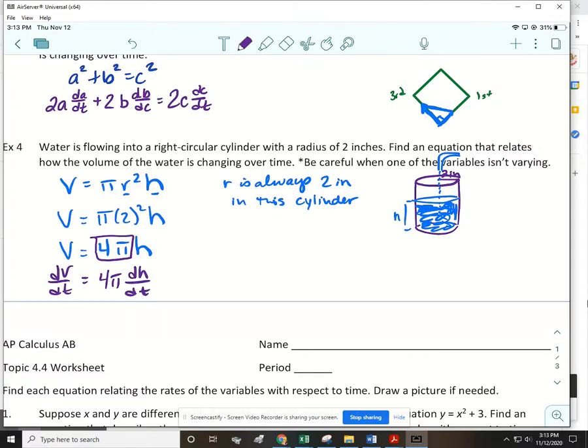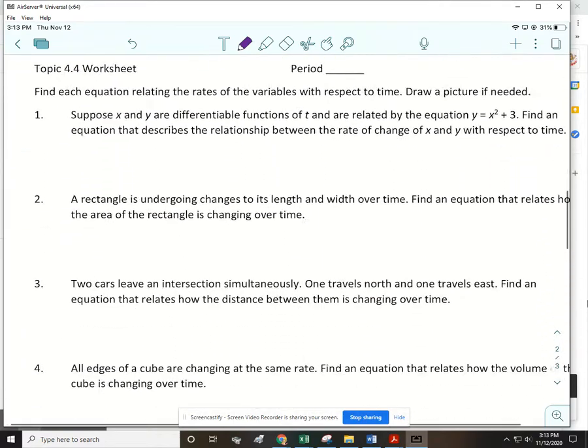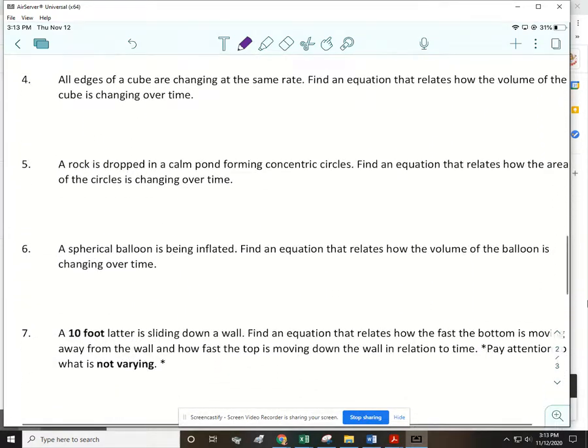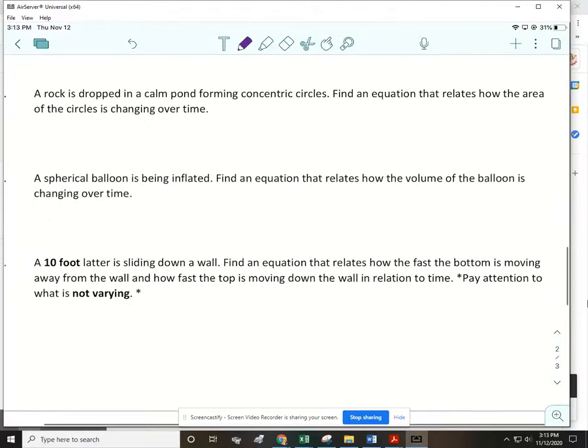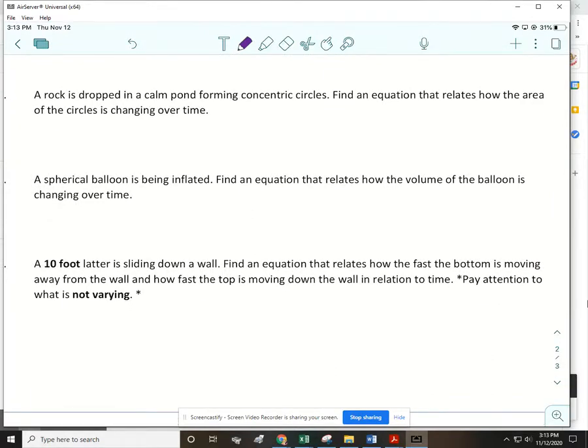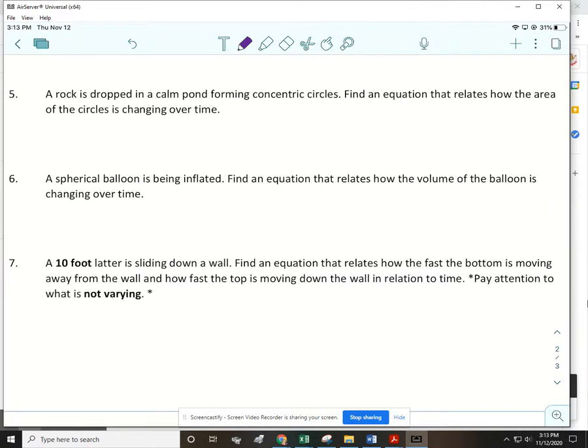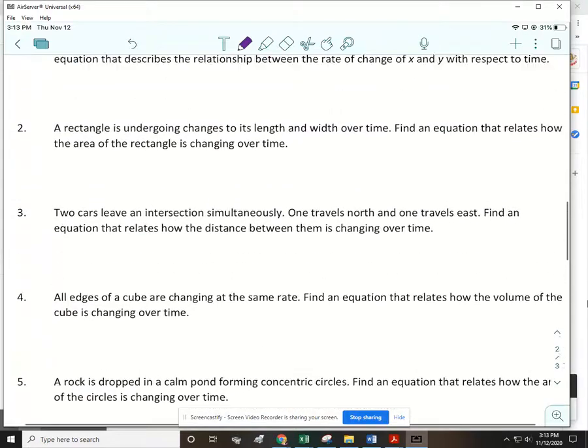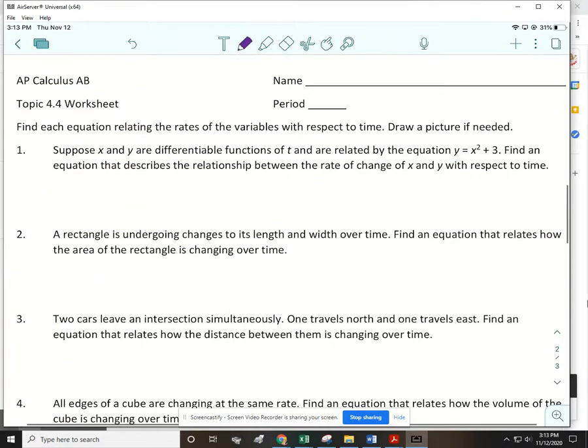While you are doing your work where you're writing your own equations, I gave you a hint on one where there's a variable that doesn't vary in the situation. But I want you to think about it on all of them. When you write your equation, think about whether all of these variables are changing or whether one of them remains constant. All right. Okay, so your assignment is to do the topic 4.4 worksheet.